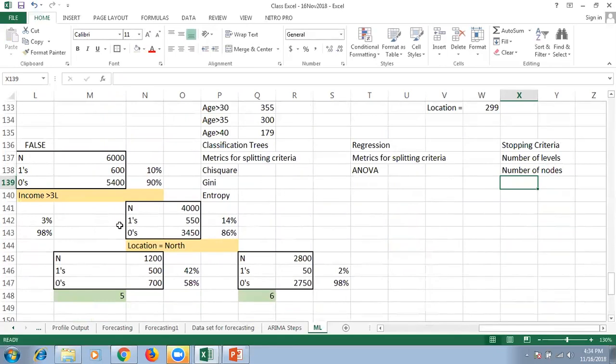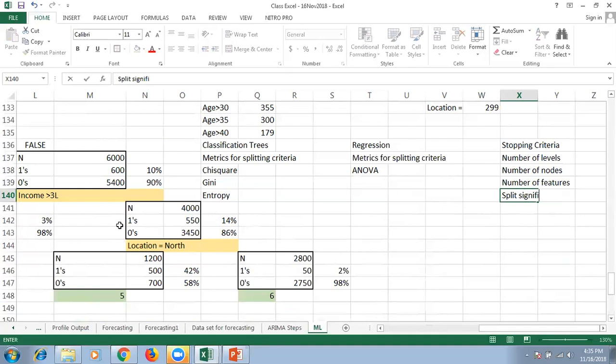The other thing is number of features. What is the number of features? The number of variables that will be used as part of the decision tree. For example, if I keep 5, as soon as 5 variables get used, it will stop. Does that make sense?